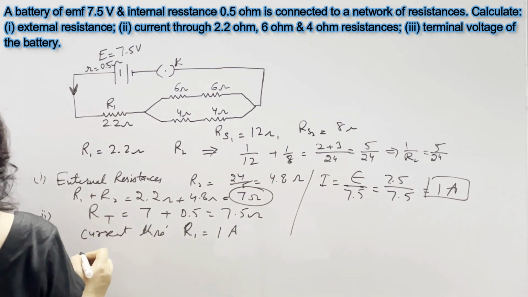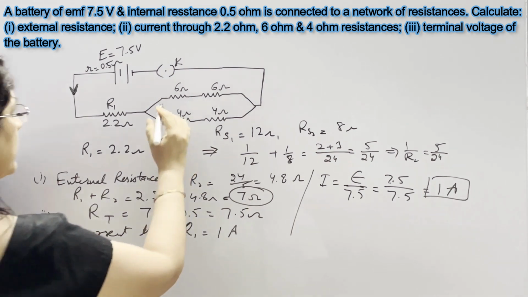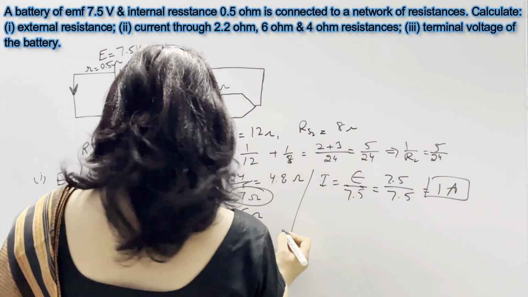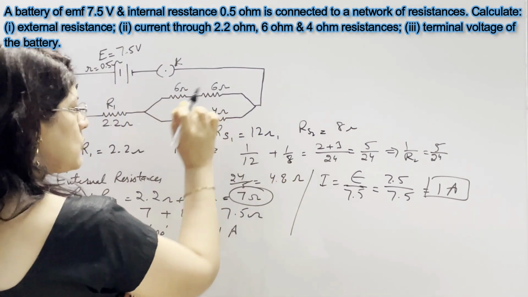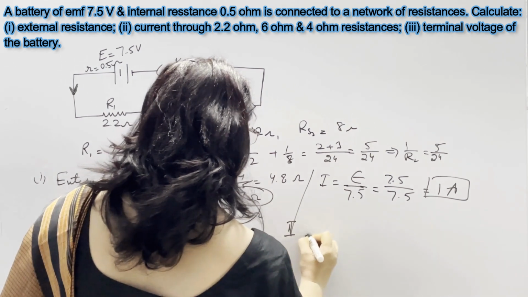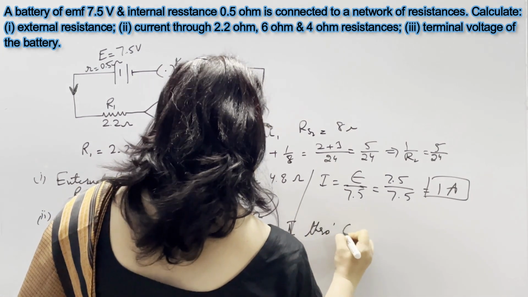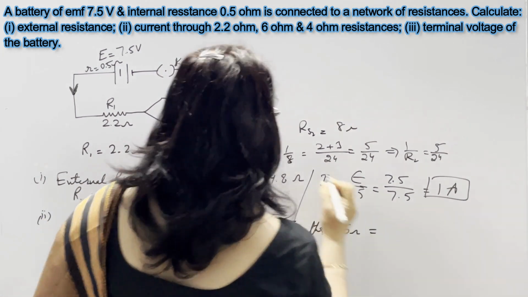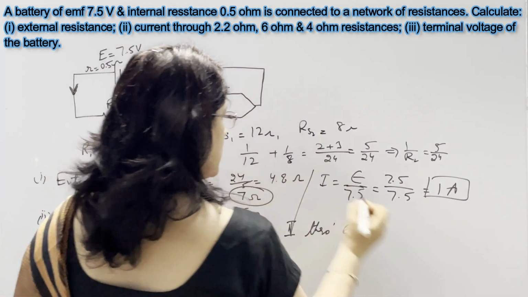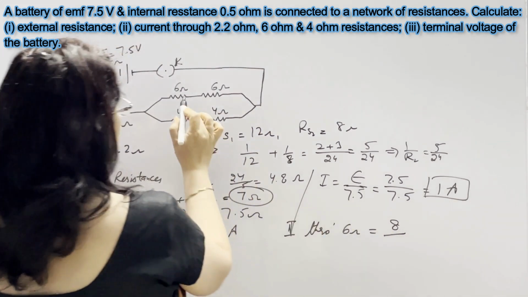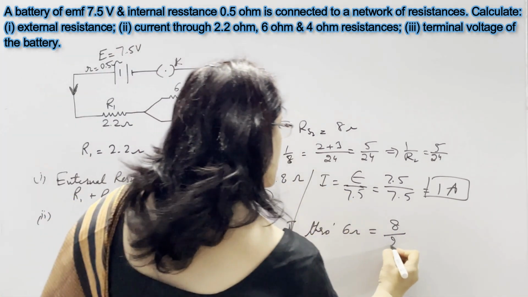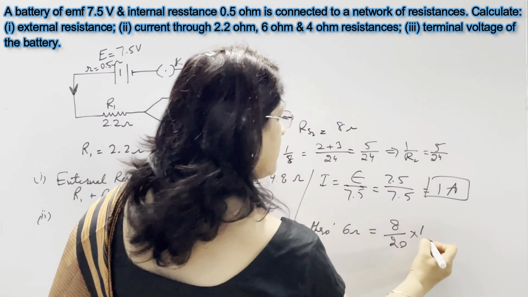Now second, current through the 6 ohm parallel branch, current through 6 ohm resistance. Current through 6 ohm means we need to take the other series combination. It means 4 plus 4, 8, divided by total 6 plus 6, 12, then 4 plus 4, 8, it means 20, and total current in the circuit which is 1.